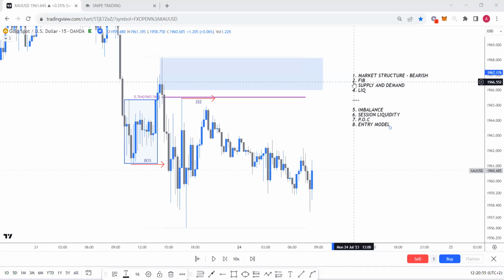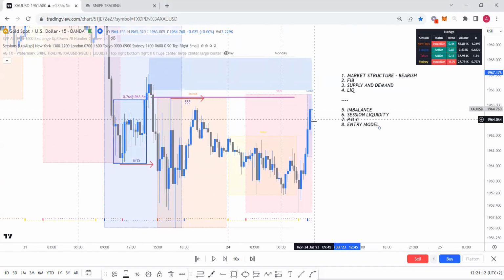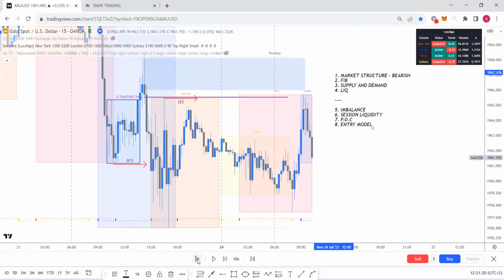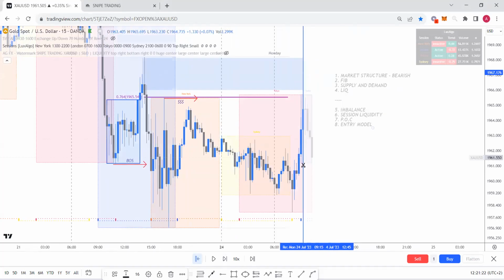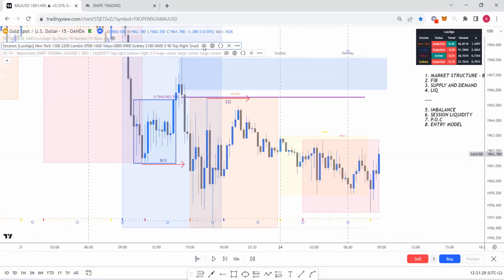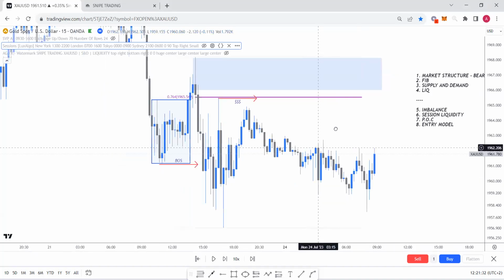So these are the first 4 confluences of my strategy. Now let's look at the extra ones. So imbalance, there was no imbalance. Session liquidity. Let's wait until price gets closer. So there actually was no session liquidity. Okay, there was no session liquidity either. Later, you will see how there was session liquidity within the same setup.